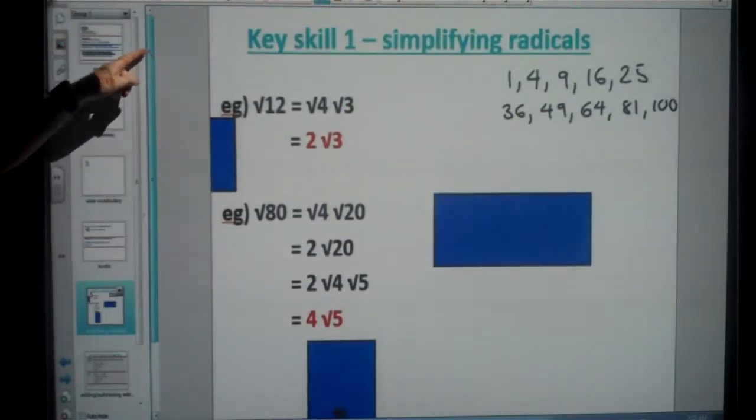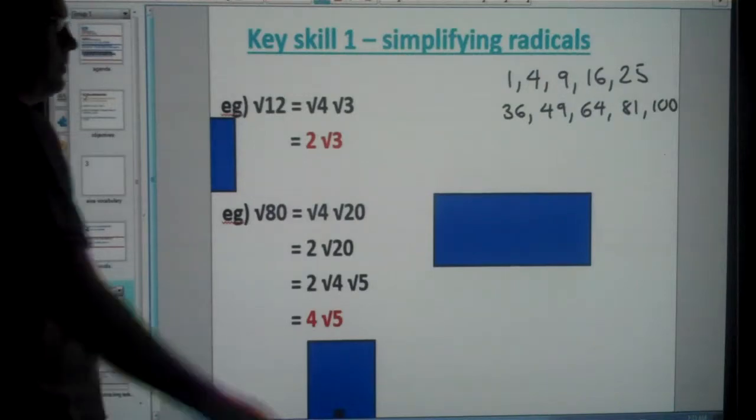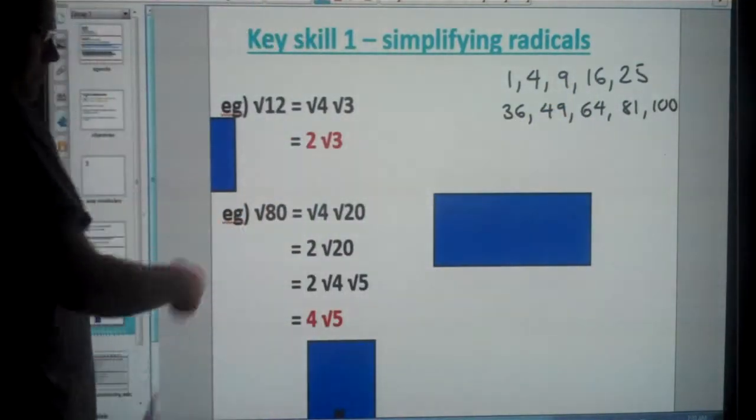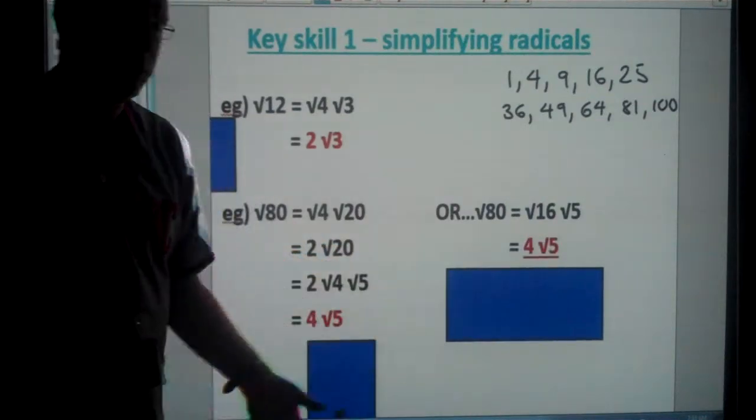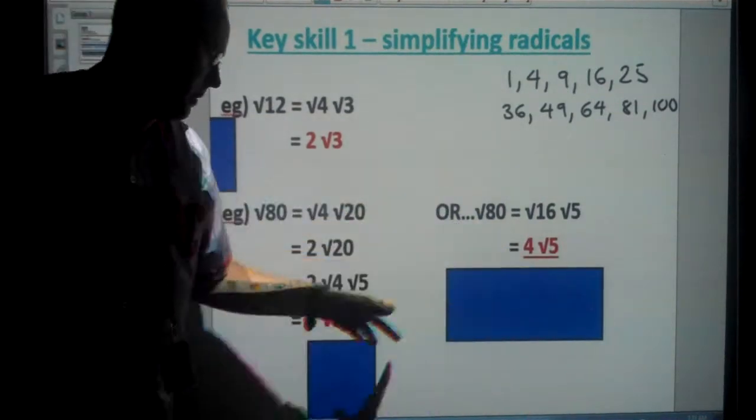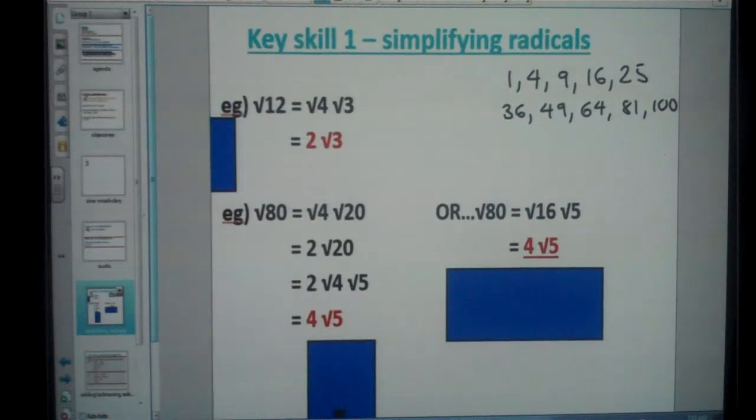Now, depending on how good your knowledge of tables is, you might also spot straight away 16 actually divides into 80. And then the square root of 16 is 4. And actually, I've finished the question in a fraction of the time. So the bigger the perfect square that you can find will make this task a lot easier.